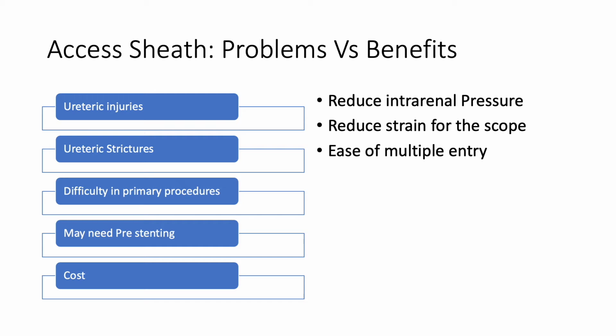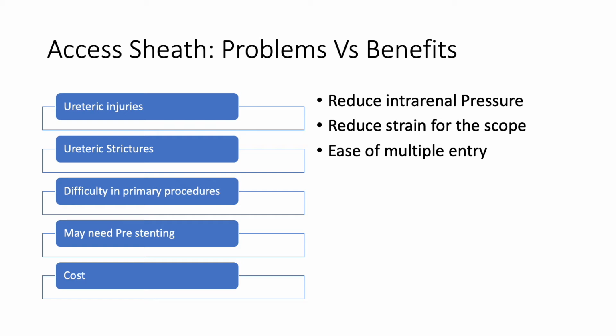But there are also many problems secondary to the use of access sheaths. Access sheaths can produce ureteric injuries. The injuries can occur during its introduction into the ureter or during the procedure due to its movements. Keeping the access sheath inside the ureter for long duration can also cause ischemic injuries. Ureteric strictures are the price we pay for these injuries.